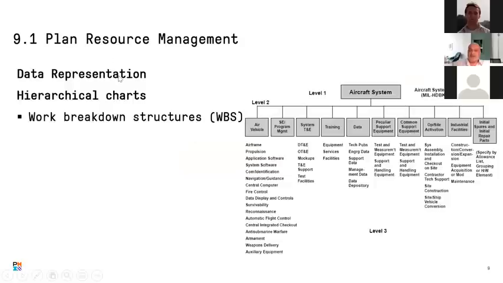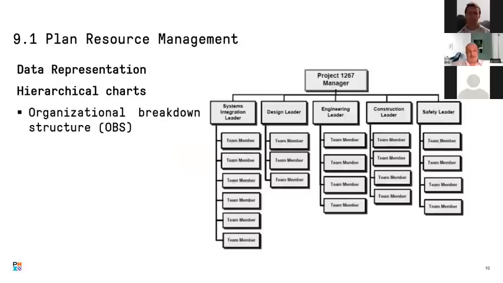If we talk about data representation, we have, of course, the work breakdown structure. We talked about this in the scope management knowledge area. Here, the work breakdown structure can help us understand which resources we need for which work package. The work breakdown structure gets us to a work package, which is the smallest level of the work breakdown structure. Another hierarchical chart is the organizational breakdown structure, or OBS, which shows the different departments and different people working in the organization that we have.